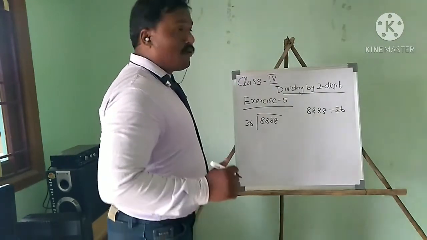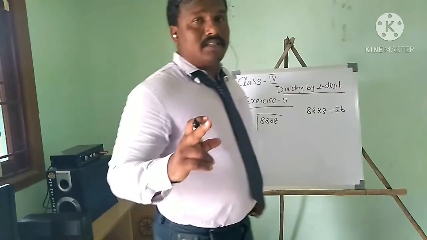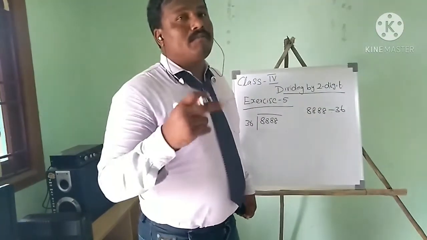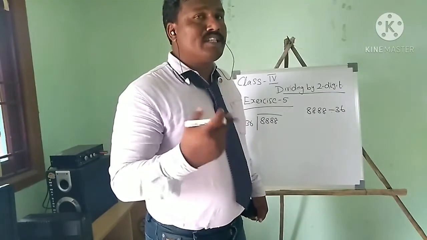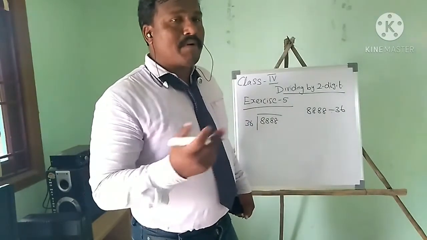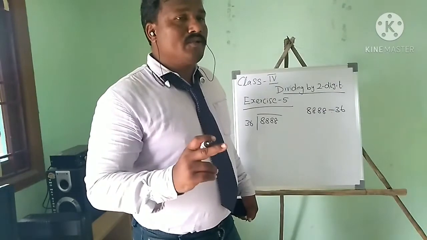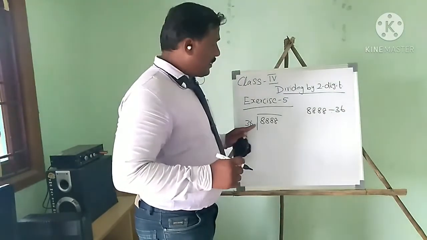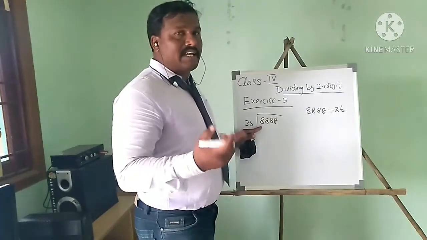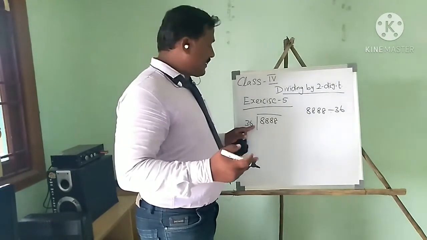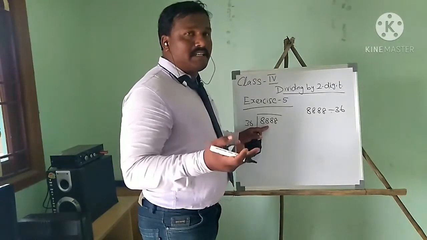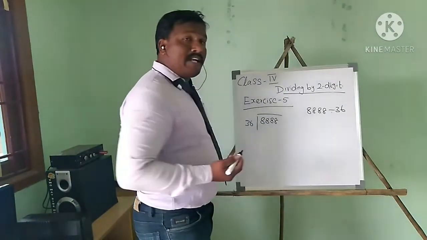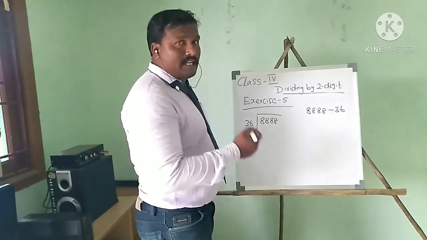So first of all, I told you it's very important to decide how many digits you want to take first, 2 digits or 1 digit. It depends upon the divisor. You have to choose. So here 36 is a 2 digit number, so I will take a 2 digit number here. Easily I can tell how? Because 36 compared to 88 is big. So we can take 2 digits. So 88. How many 36 are there in this 88?